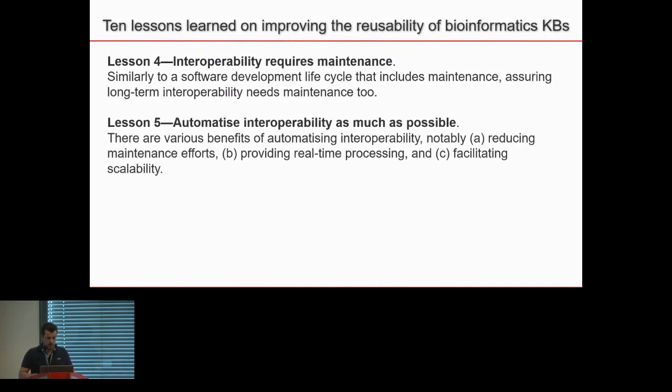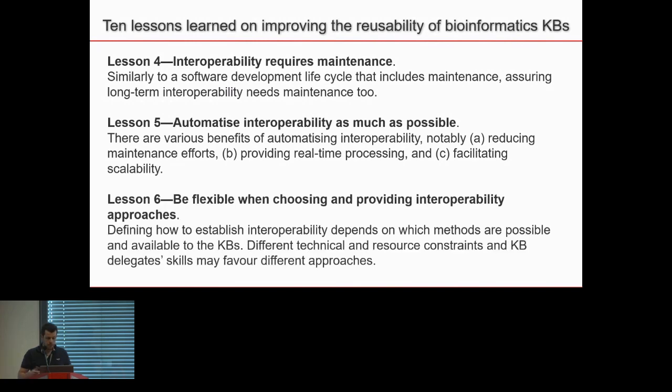The fifth lesson learned is to automate interoperability as much as possible. Why do that? Because it can significantly reduce maintenance efforts, for example by keeping the data up to date and providing real-time processing, so that you have the latest information available immediately, depending on the degree of automation. Depending on the degree, it could also facilitate scalability, which means you can easily integrate another knowledge base.